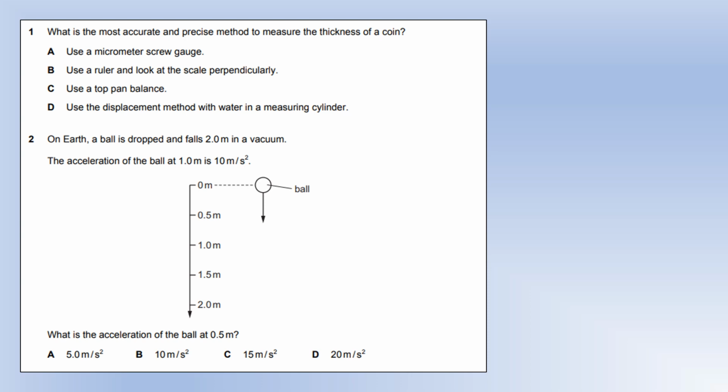So we can rule out C and D straight away because those don't measure thickness, they measure mass and then volume. And that's a common theme with these multiple choice questions. You can often rule out two of the answers straight away anyway. So let's dig into these two.